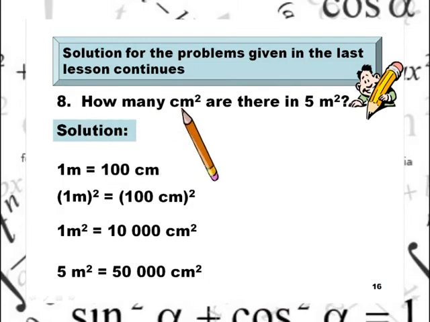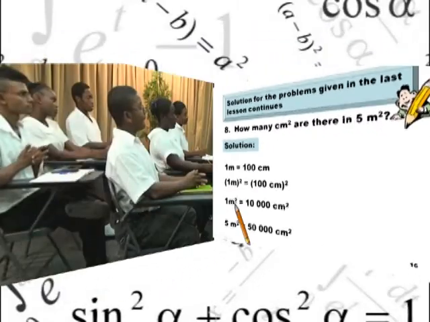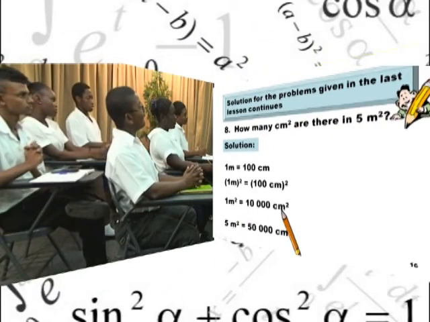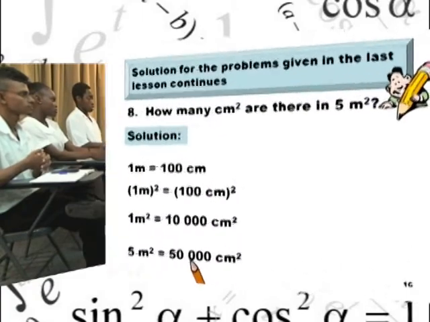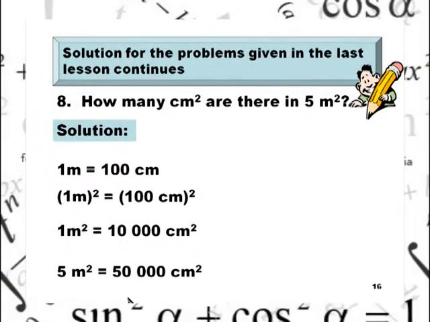Question 8. How many cm squares are there in 5 meters squared? Solution. 1 meter equals 100 centimeter. 1 meter squared equals 100 cm squared. 1 meter squared is equal to 10,000 cm squared. 5 meters squared is equal to 50,000 cm squared.